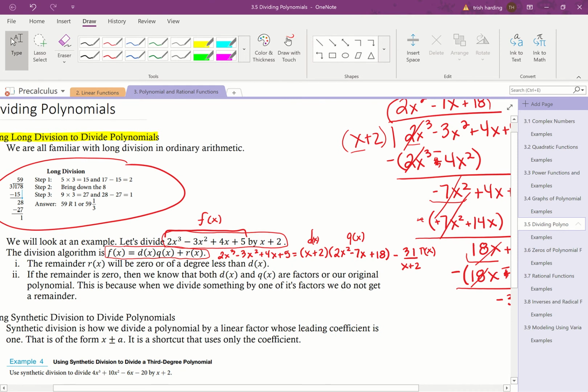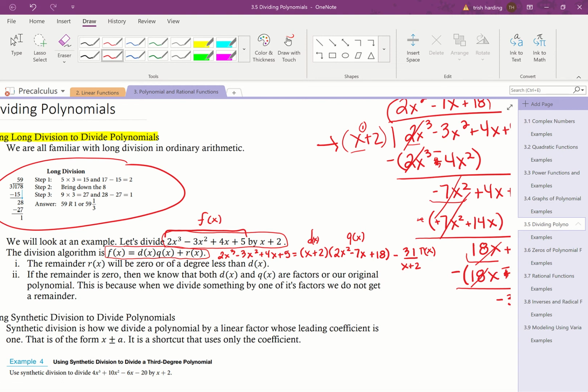Okay. So notice that the degree of the remainder will be less than the degree of the divisor. So the degree of x plus 2 is 1. And notice that our remainder was negative 31 over x plus 2, which is much less than a degree 1.